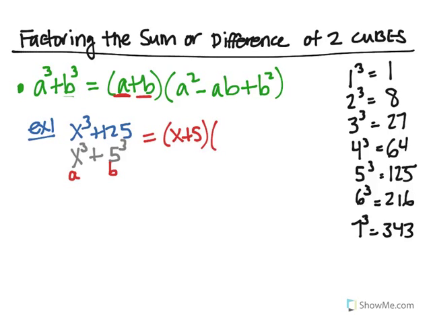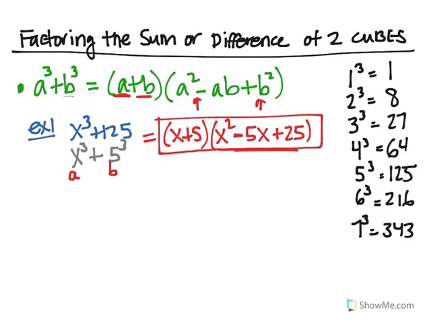Times, I've got to square A, so that's going to be an x squared, and then I'm going to subtract off the product of A and B, or 5x, since that's our A and B, and then I have plus B squared, so 5 squared is 25. This will not factor. You can try diamond factoring if you want, it won't. So you have your complete factorization right there. You're done.